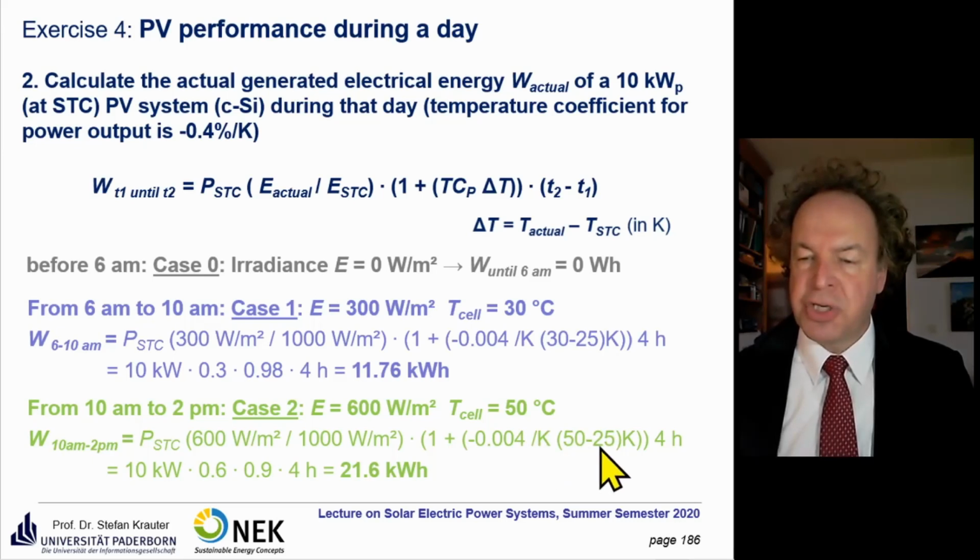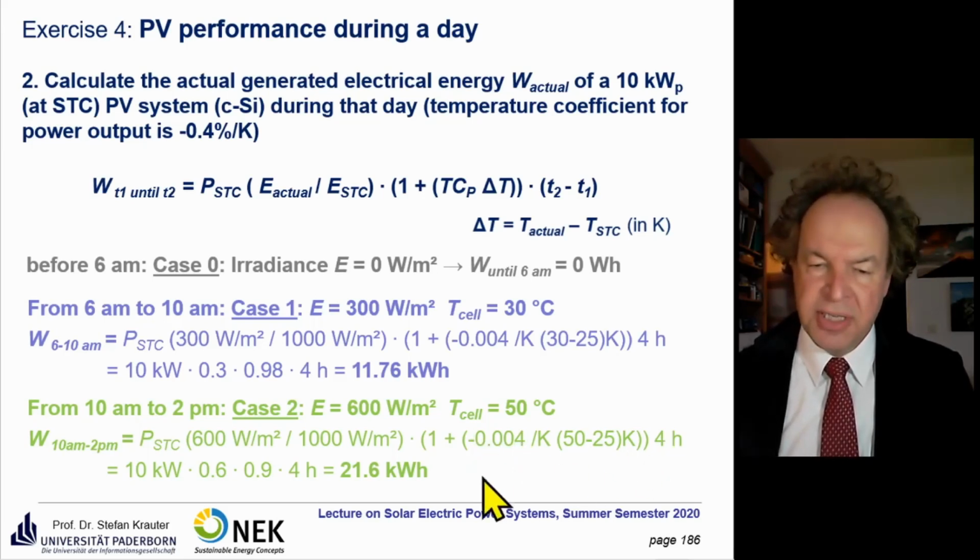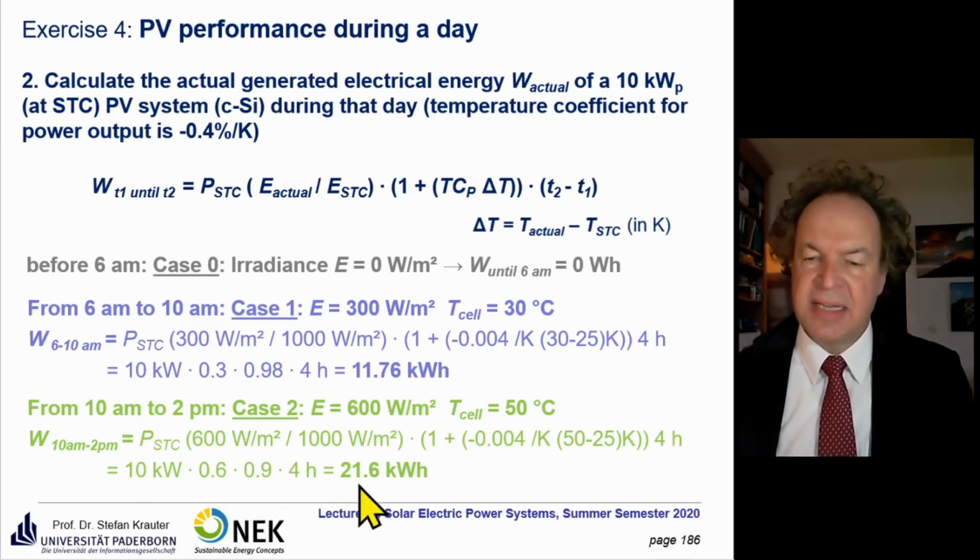Then we have the temperature effect. Here we have a temperature difference, delta T, actual minus STC. So 50 minus 25 degrees is 25 degrees times the temperature coefficient of minus 0.004. And the duration of this period is also 4 hours. So it's 10 kilowatt times 0.6 times 0.9 times 4 hours. That's 21.6 kilowatt hours.